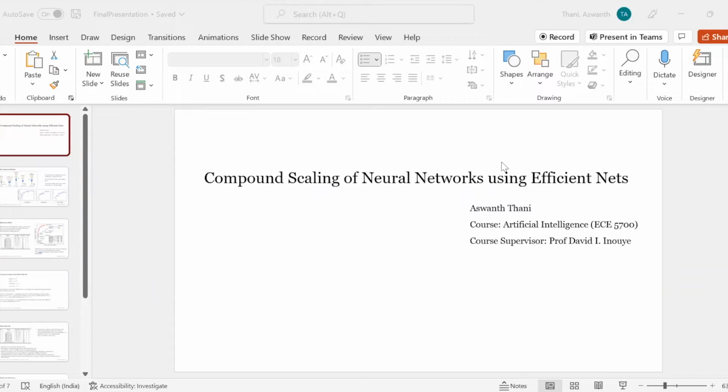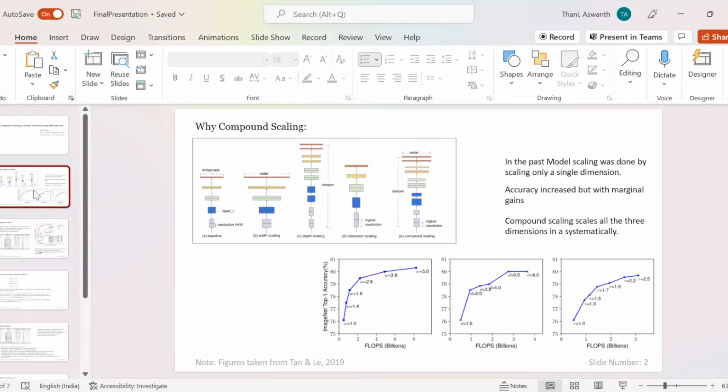Today I will be presenting my project for this course, that is compound scaling of neural networks using EfficientNets. So why do we need compound scaling? People usually start with a baseline model and then scale either of the dimensions, that is the number of channels, or they increase the depth of the convolution network, or they use higher resolution images for obtaining better accuracies based on the availability of the resources.